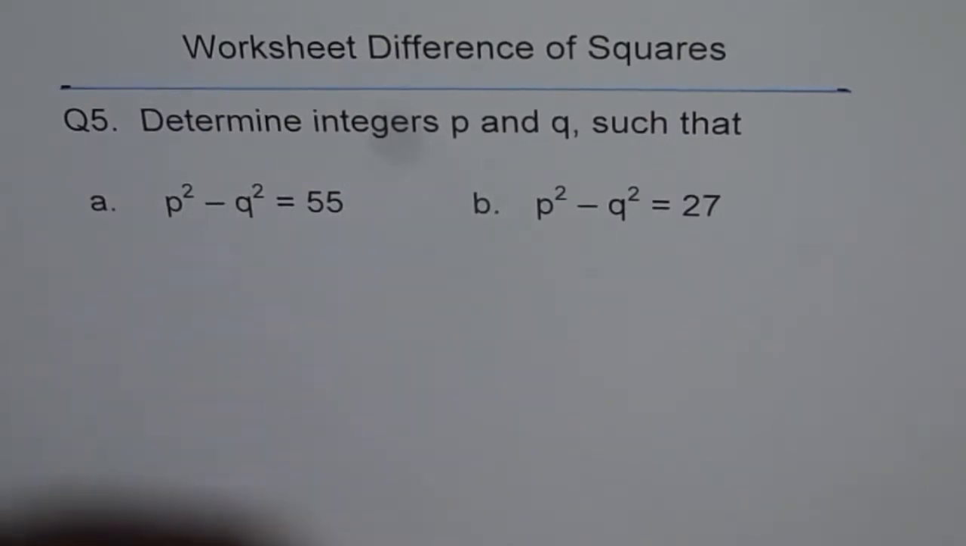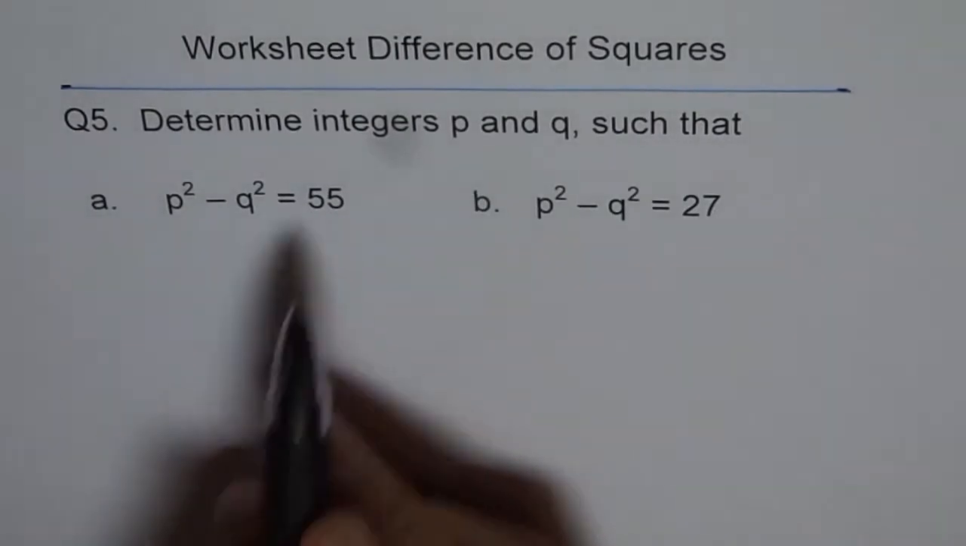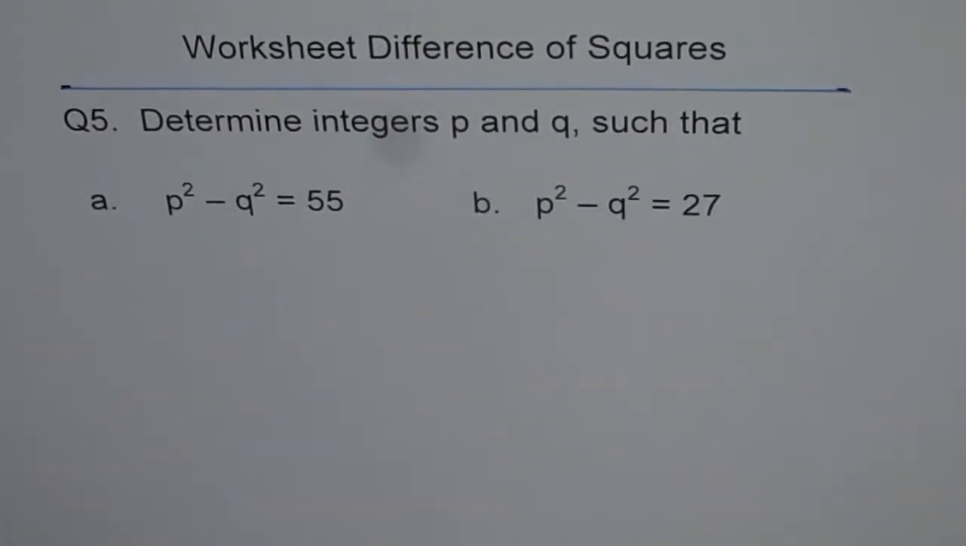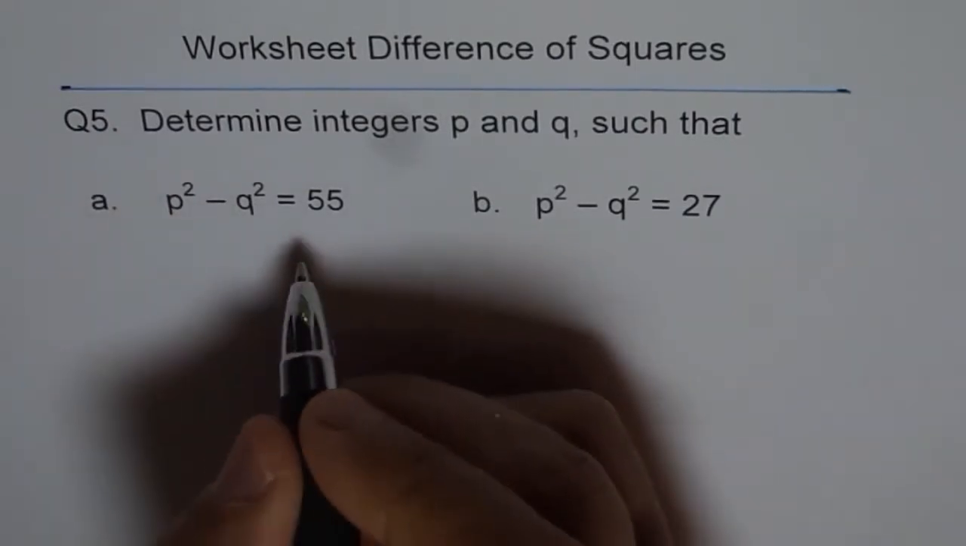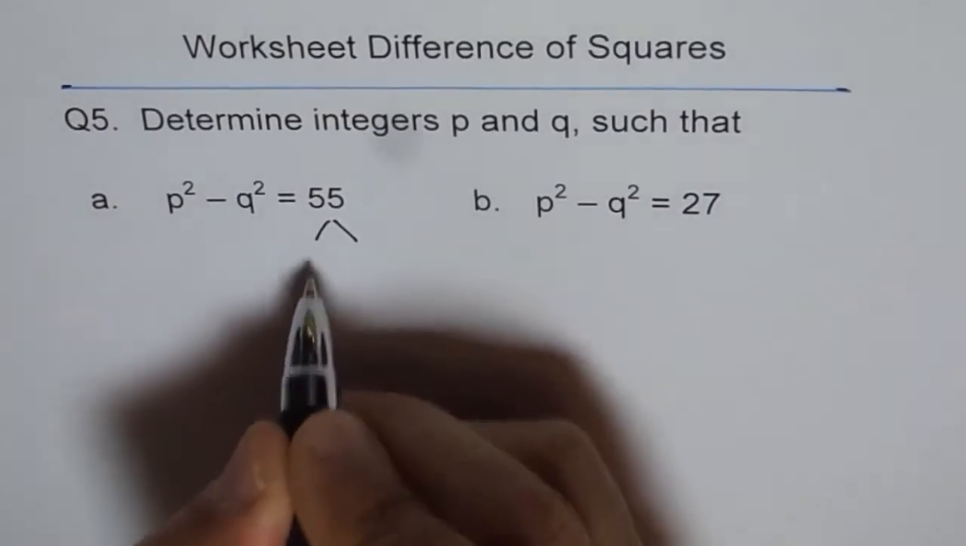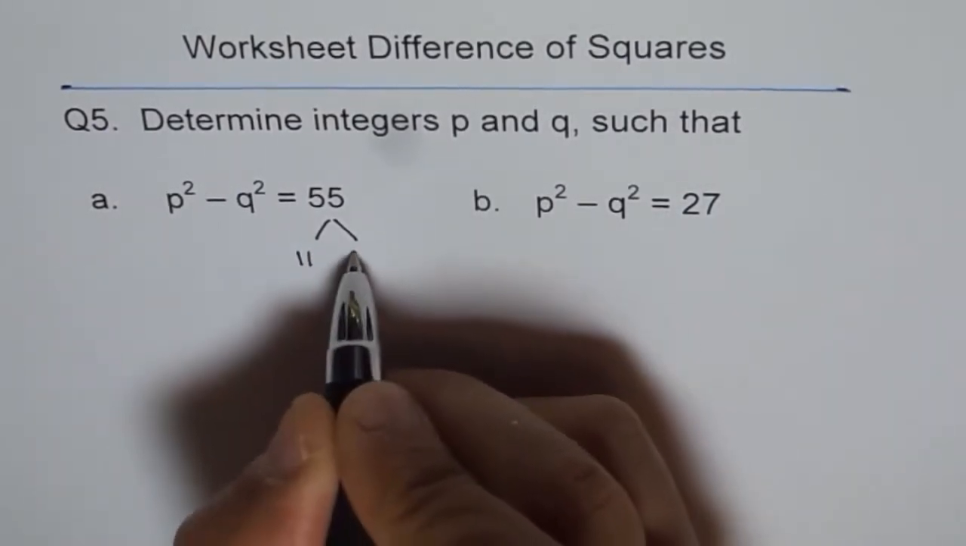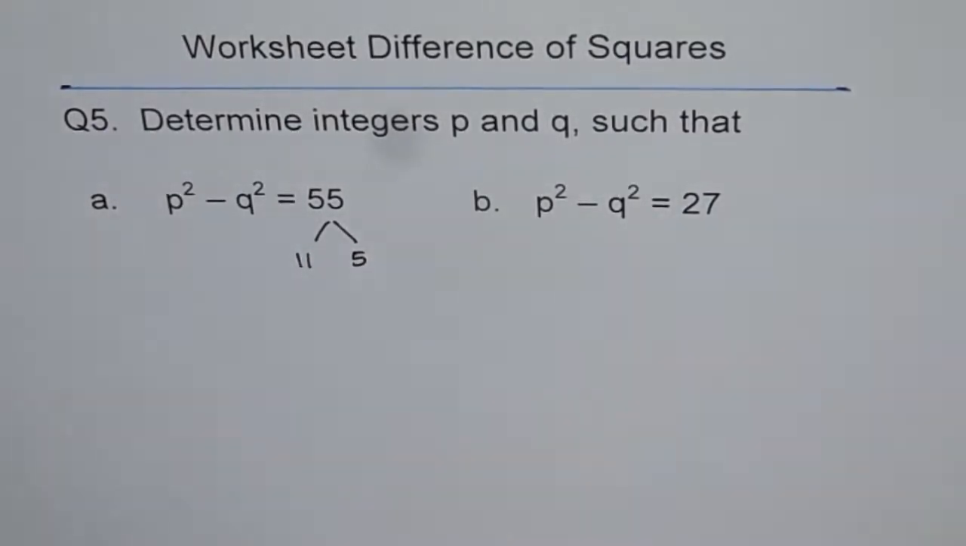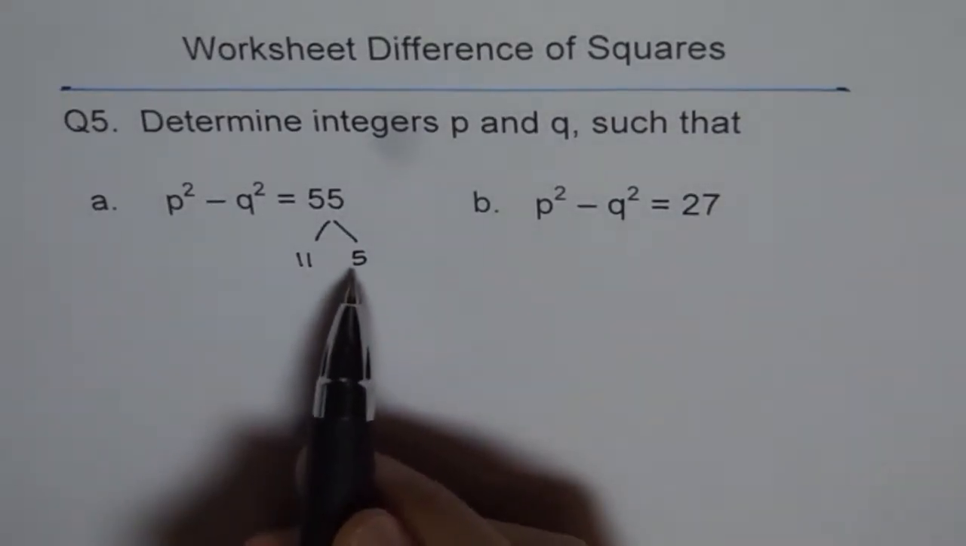Okay. Now the trick here is to analyze this term 55. Now how can you get 55? What are the factors of 55? This is the question which should come to your mind. So 55 could be written as 11 times 5. So 11 times 5 is 55. Okay, now that is what it is.